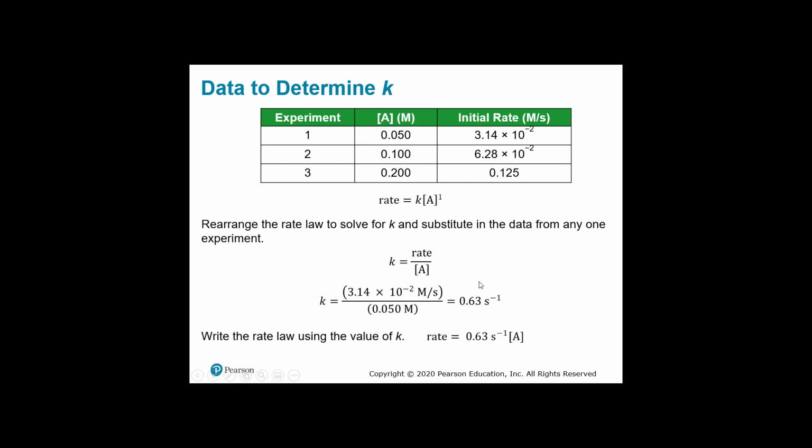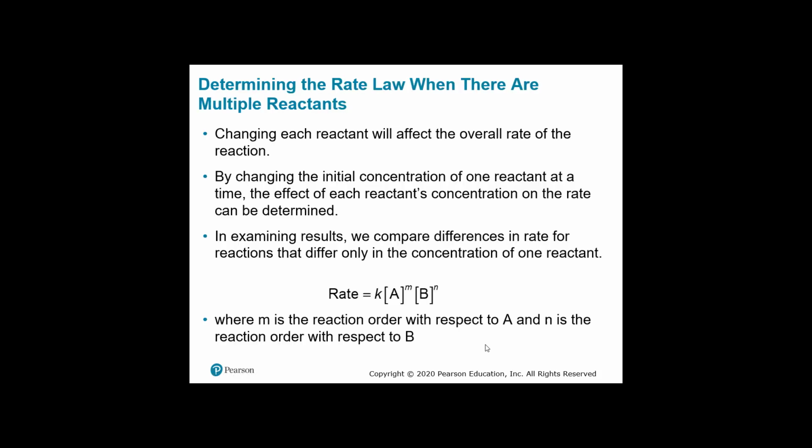So we can also solve for the rate once we have this information. So if it's asking for the rate law for the value of K, that's what K is. This is now K for the concentration of A.